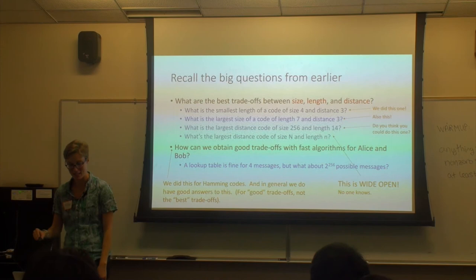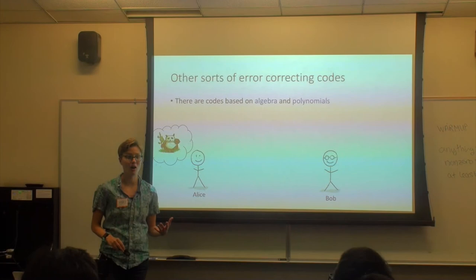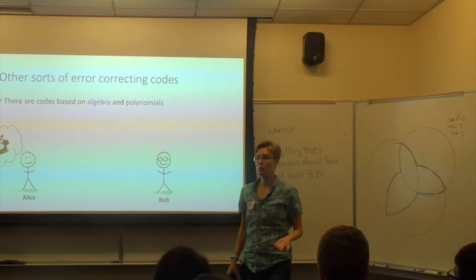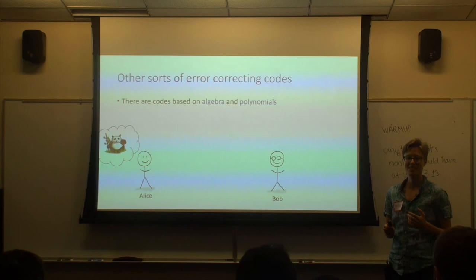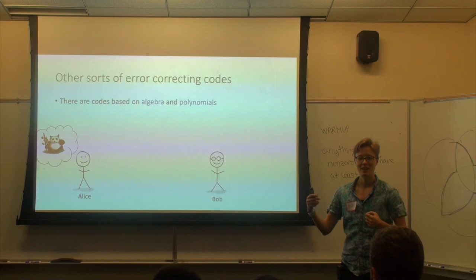So there are lots of other sorts of error-correcting codes. We just saw one sort, with these circles, called the Hamming code. But there are plenty of other sorts of codes and plenty of other tools that get used in coming up with codes. And that's one of the reasons I think this area is really exciting, because it draws on tools throughout math, computer science, electrical engineering, and information theory.